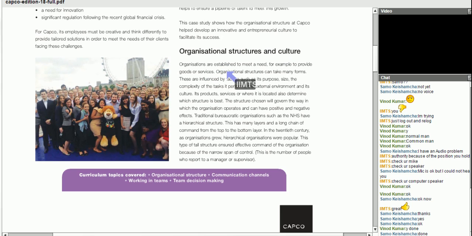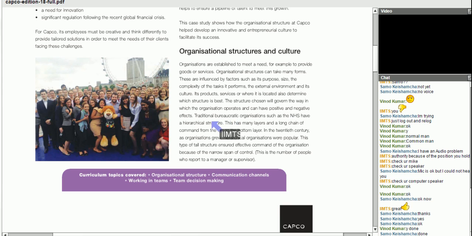So the organization is established to meet a need, for example, to provide goods and services. Structure can take many forms. It is influenced by factors such as the purpose, size, and complexity of the task that has to be performed, the external environment, and the culture. Its product, service, or where it is located also determine which structure is best. The structure chosen will govern the way in which the organization operates and can have positive and negative effects.